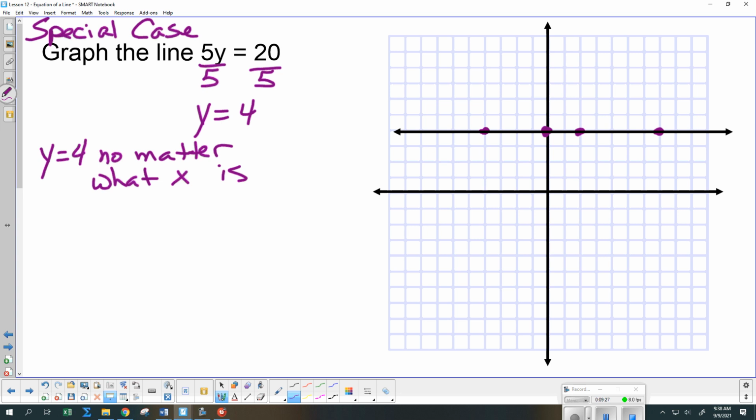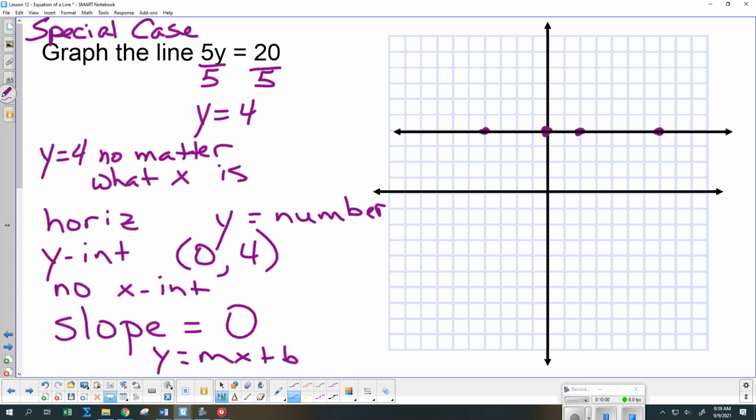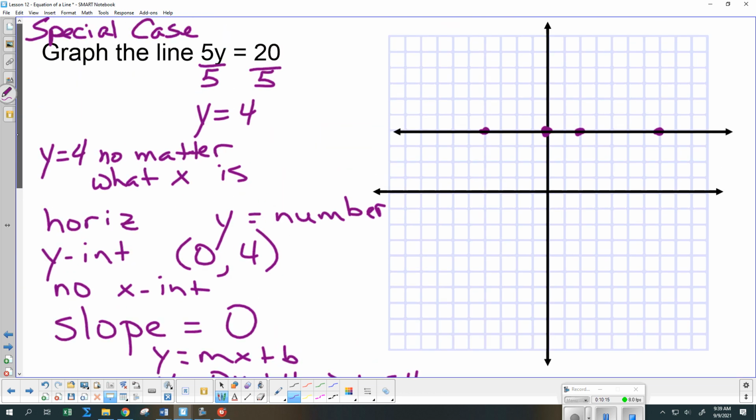So in this case, we have a horizontal line. It was y equals a number, as I said on an earlier slide. I can say that my y-intercept is x is 0, y is 4. It never crosses the x-axis, so I can say there is no x-intercept. And I can say that the slope equals 0. It is flat. I could also write this as y equals mx plus b, just to convince myself this is equivalent. y is 0x plus 4. That is the same thing as y equals 4, which is the equation that I was given to begin with. So y equals a number, horizontal line with that y-intercept.